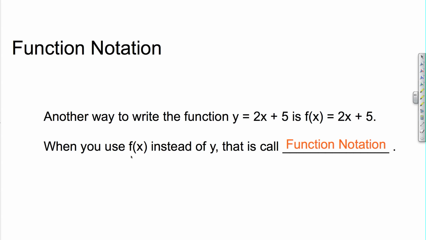Function notation. Another way to write a function or an equation, y is equal to 2x plus 5, is f of x is equal to 2x plus 5. When you use f of x instead of y, that is called function notation. That's it, something you're pretty used to seeing, y is equal to 2x plus 5. Well, instead of calling it y, we're now calling it f of x.